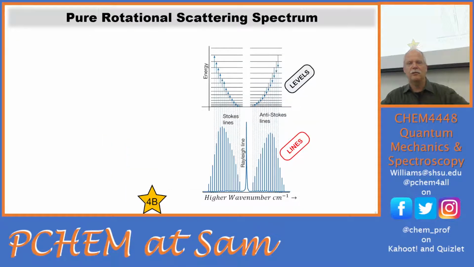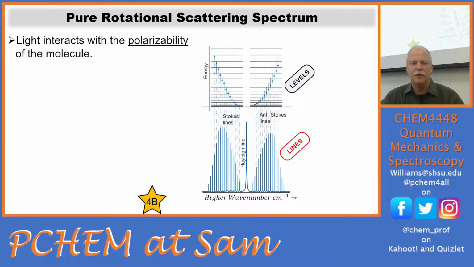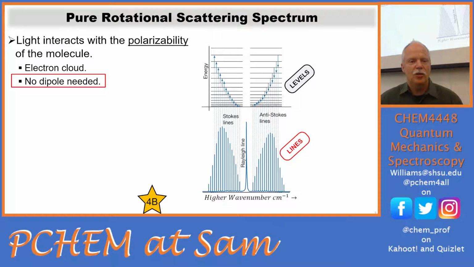So here's the spectrum for pure rotational Raman. You have the energy level diagram at the top, and the spectral lines down at the bottom. So basically, any molecule that has electrons, which is all of them, will interact with light using its polarizability, the flexibility of the electron cloud. No dipole is needed, and these are the selection rules.